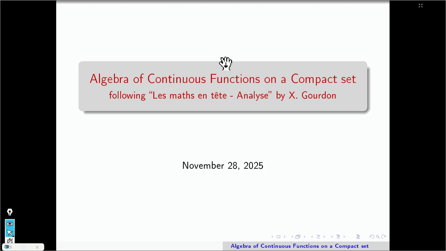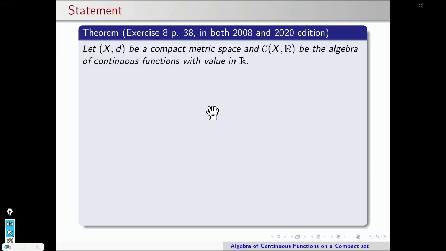Today I will present an exercise from the book Gourdon Analyse by Gourdon about the algebra of continuous functions on a compact set. So let X be a compact metric space, D the distance function, and C(X,R) the set of continuous functions from X to R endowed with pointwise addition and pointwise multiplication of functions.